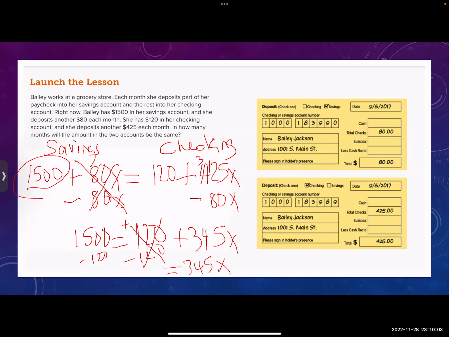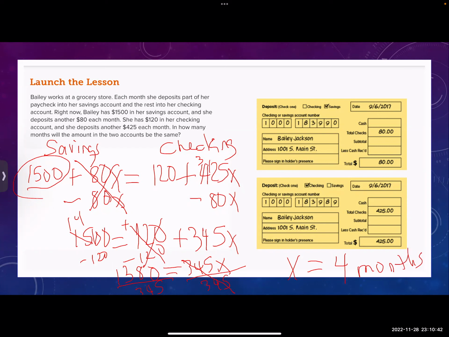1,500 minus 120. Geez, zeros. That becomes borrow. That becomes 14. 10 take away 2 is 8. 14 take away 1 is 13. 1,380. This is multiplication. I'm going to use division to find x. Divide by 345. I'm going to pull out a calculator and do some division. 345 is gone. X equals 1,380 divided by 345 is 4 months, right? It's going to take her 4 months to save up the money.